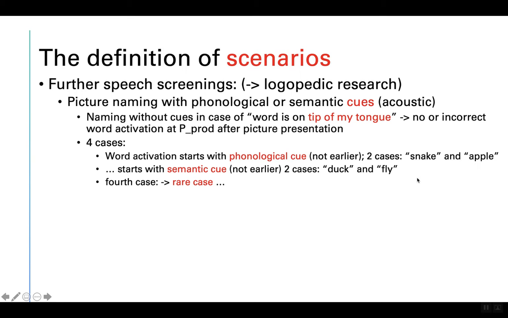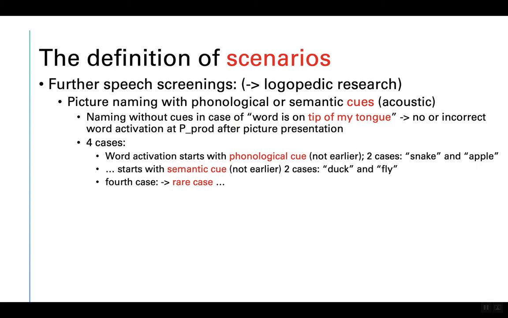And in the fourth case, for fly, we see a rare case. Here first a different word is activated. So while the lexical access problem in the first three cases leads to no production, in the fourth case it leads to the production of the wrong word. The word flee is activated, while fly should be activated.